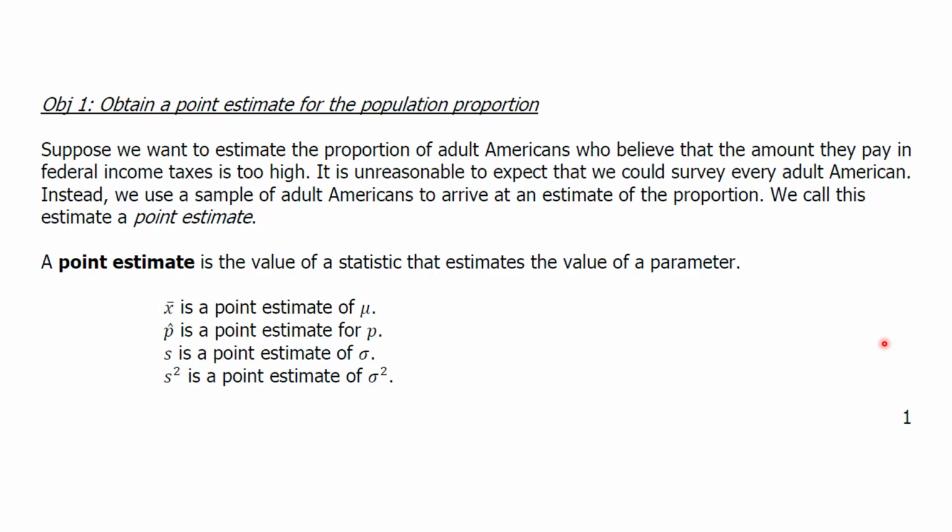Some examples of point estimates are: x bar is a point estimate for mu. So the sample mean estimates the population mean. We have p hat is a point estimate for p. So the sample proportion estimates the population proportion. We have s is a point estimate for sigma. So the sample standard deviation estimates the population standard deviation. And s squared, the sample variance, estimates the population variance.